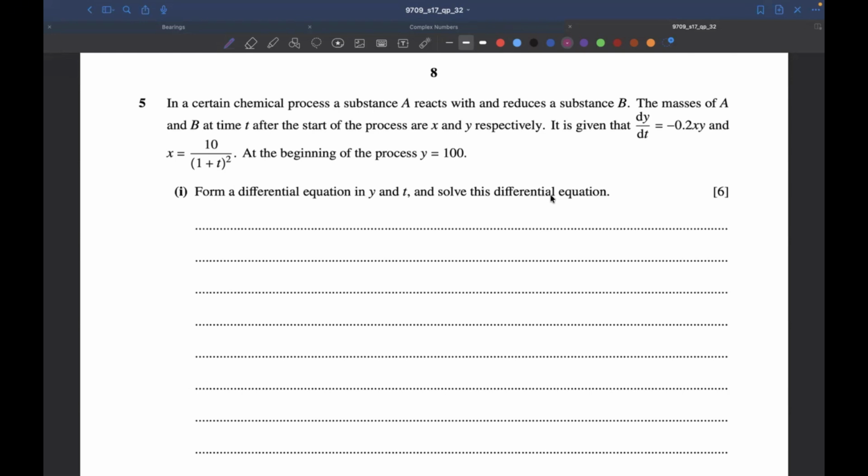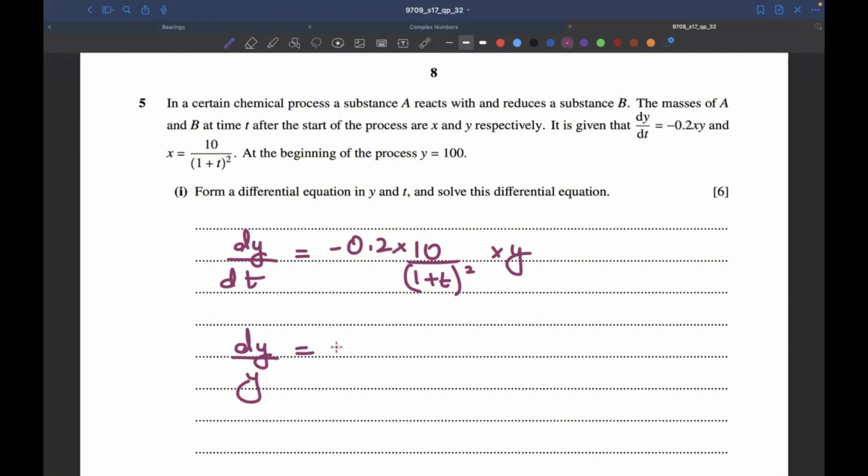Now, as we need a differential equation in y and t, in the first step, in place of x, dy by dt will be is equals to minus 0.2. In place of x, we'll write 10 upon 1 plus t, whole squared, and multiplied by y. Now, we'll bring y on one side and dt on the other side. So we can write this as dy upon y is equals to, so 10 into minus 0.2, that becomes minus 2 upon 1 plus t whole squared, and dt will come on this side.